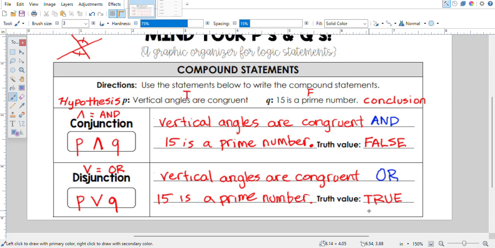So conjunction requires both to be true. Disjunction requires only one of them to be true. Okay, so those are compound statements.